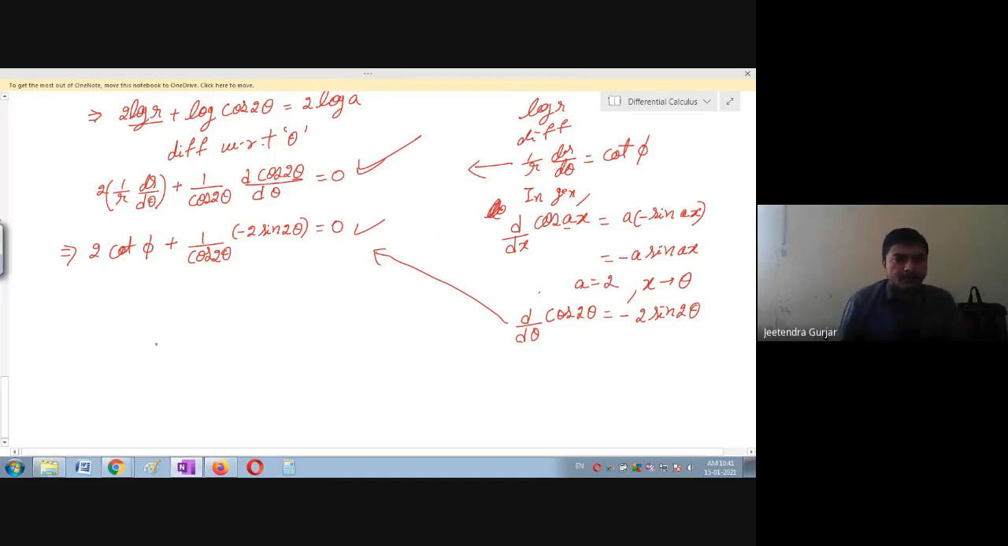Okay, we'll move further. Next step, again, just simplification. This is going to become 2 cot phi. I will write it as it is. Minus, I will take here, minus 2 I am going to write.